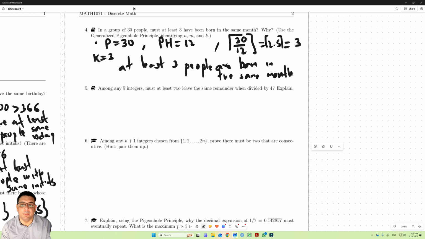Okay. So remember, by the pigeonhole principle, we can approximate using the floor of how many is going to be the amount of at least people that are going to hold the condition. Okay, so question number 5 says: among 5 integers, must at least 2 leave the same remainder when divided by 4? So once again, the pigeons here are going to be the 5 integers, and the pigeonholes are going to be the 4 remainders modulo 4.